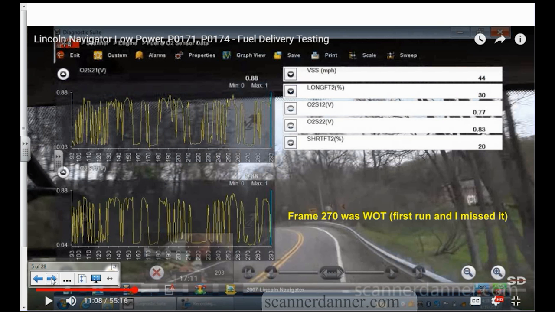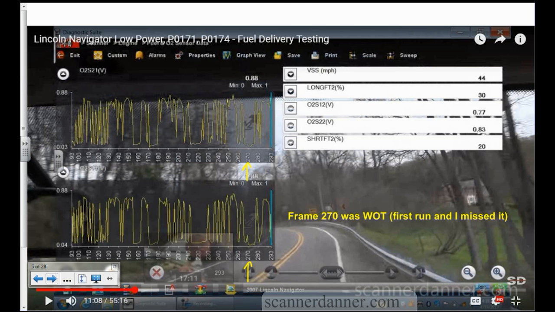It's tough to see in these still captures, but I'm test driving the car right here, and I did two wide open throttle runs. I took some notes when I took these pictures so I can point them out to you. At frame 270, so let's see where that's at here. This is frame 270 right here, is where I stepped on the throttle to go wide open.